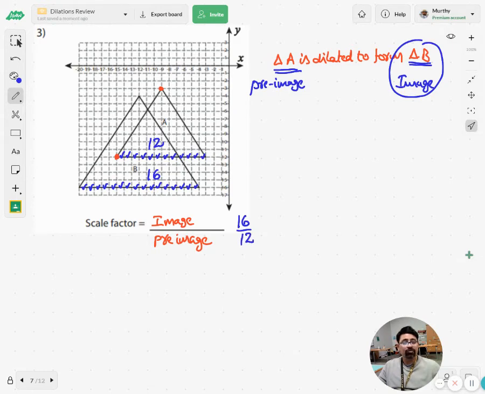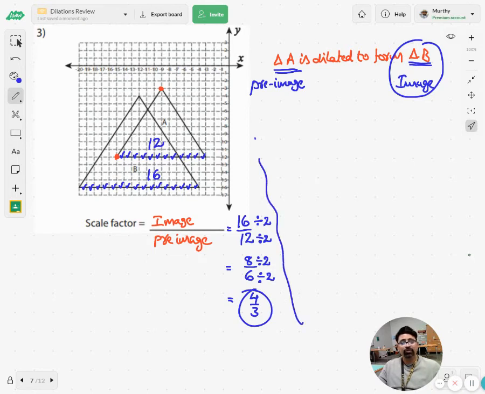Then can you divide these values by any number? Yes, I can divide by 2. So 16 divided by 2 gives me 8, and 12 divided by 2 is 6. Can I divide by any other value? Yes. Again, I can divide both numerator and denominator by 2. So 8 divided by 2 and 6 divided by 2. So this is the scale factor.